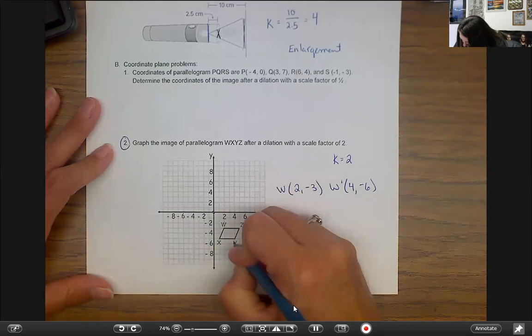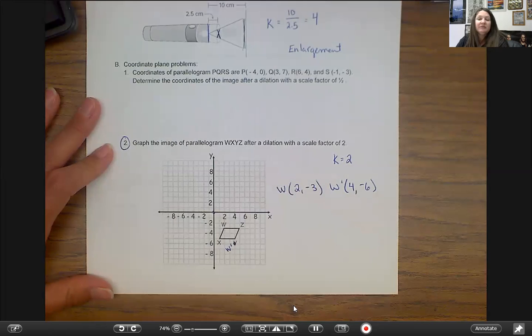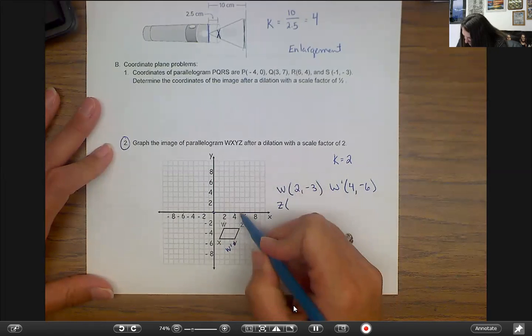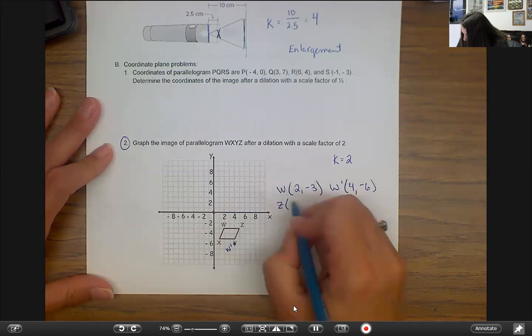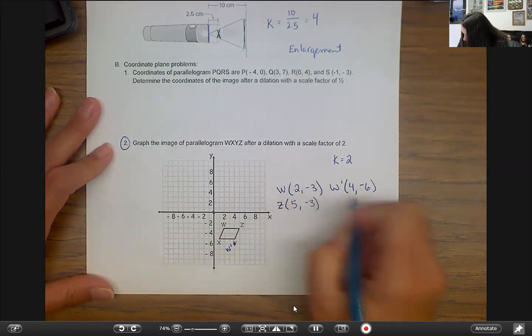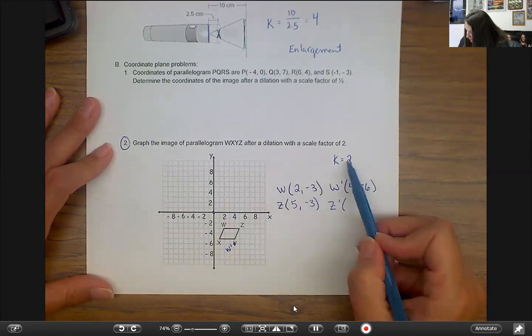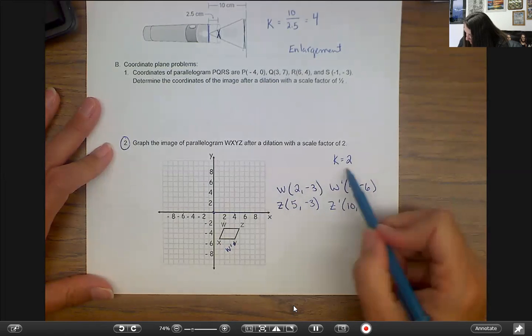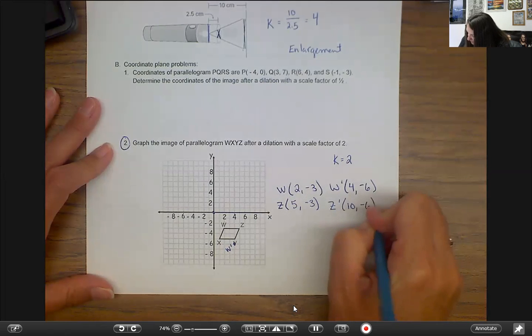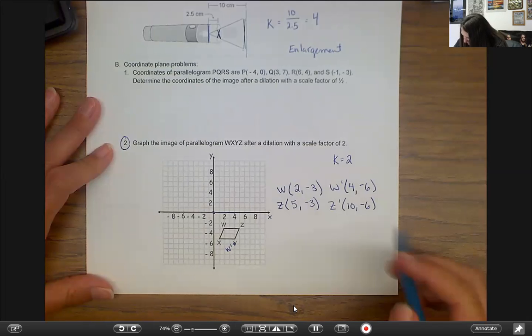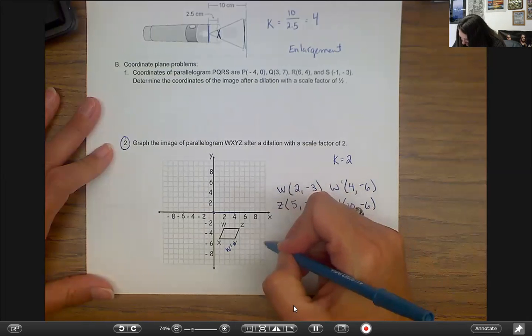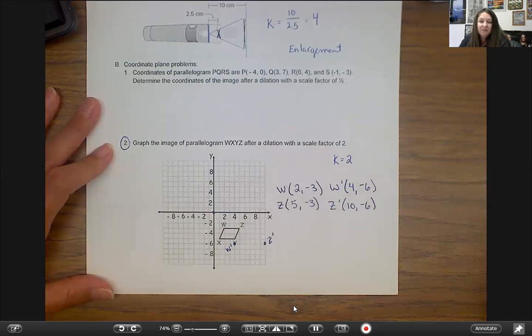So that's going to place W prime in that location. If I look at my next point, I'm just going to go to Z. Z is located at 5, -3. Therefore, Z prime would then need to be multiplied by that scale factor. So 2 times 5 would give us 10, and then 2 times -3 would be -6. So I would go to 10, -6, and that would place Z prime in that location.